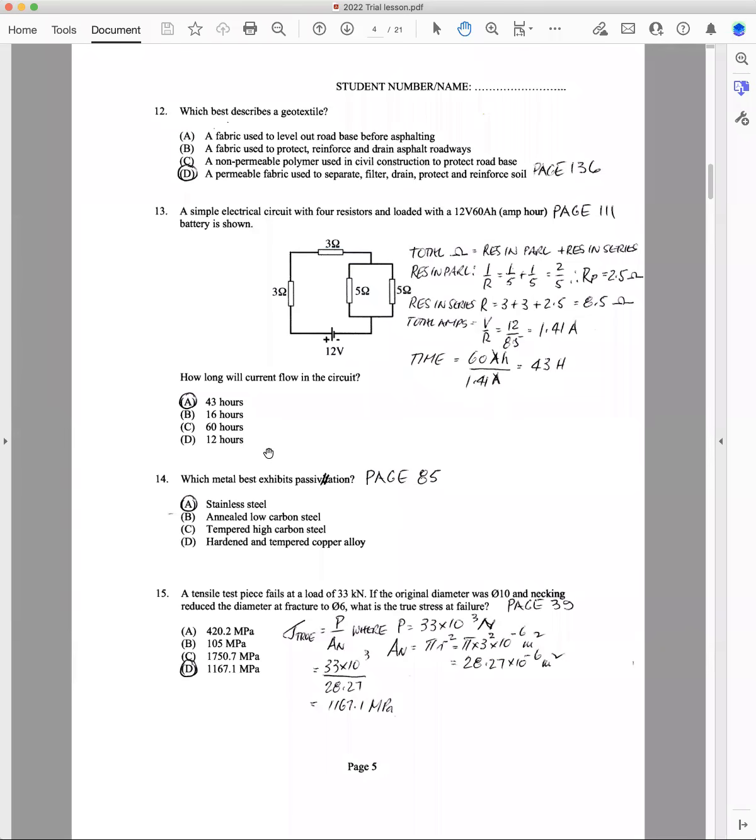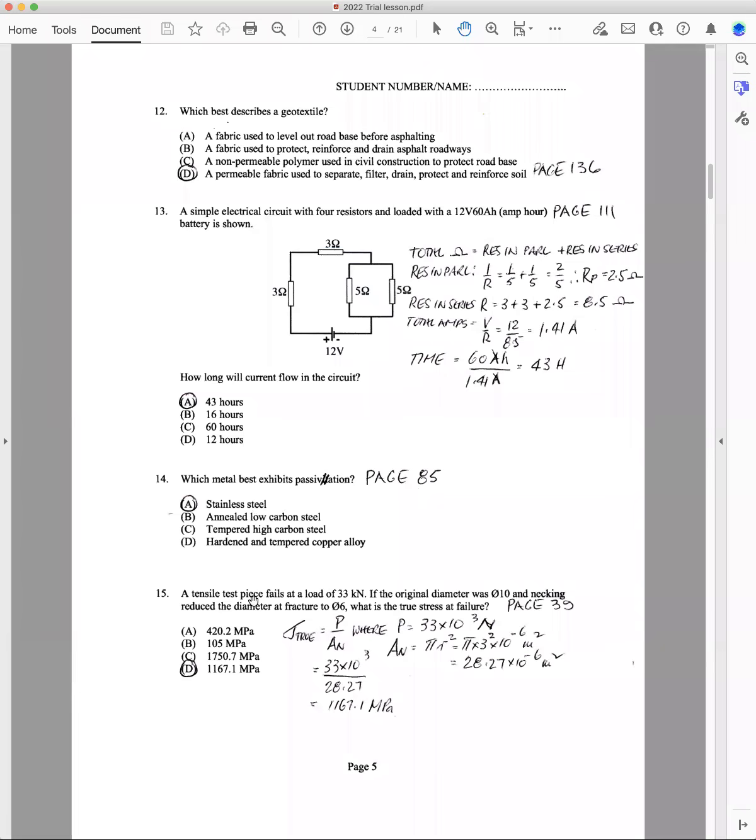Question 14, which metal best exhibits passivation? That was spelled incorrectly, and we didn't pick that up. Passivation is the resistance to oxidation as a result of a natural oxide that forms on the surface of metals, and stainless steel, aluminium, titanium are passive metals. They exhibit passivation. And stainless steel is the only one here. Low carbon steel doesn't. Tempered high carbon steel doesn't. Hardened tempered copper alloy doesn't. So you can see that on page 85. So stainless steel there is the only metal that exhibits passivity.